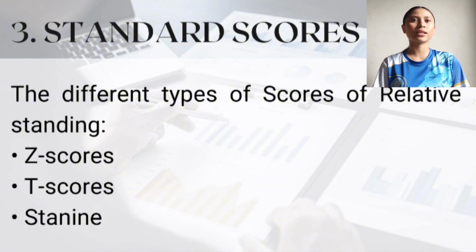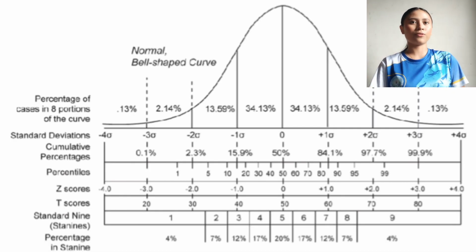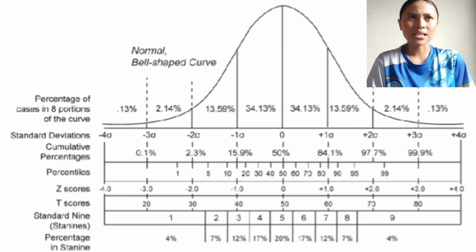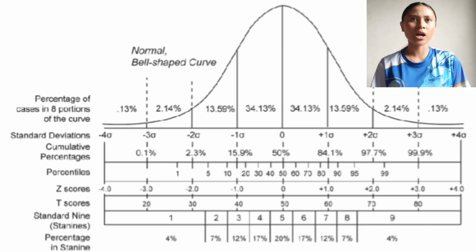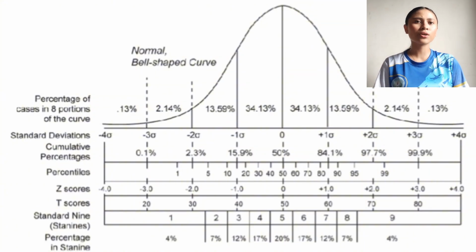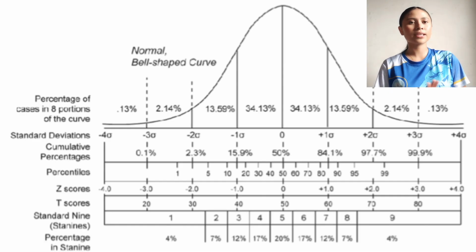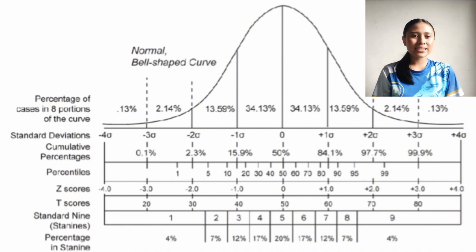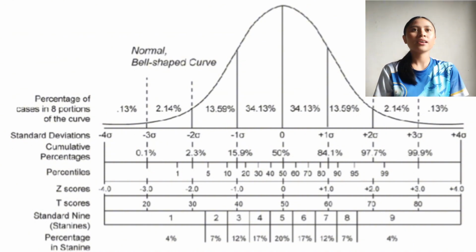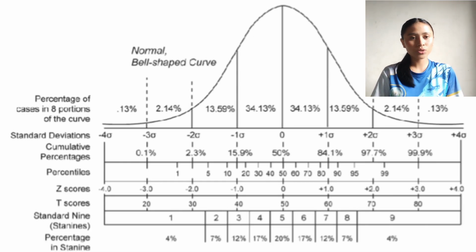But before we proceed to the next slide, we have an example of a normal curve. As you can see, this is a normal distribution of standard deviations. Here we have our mean, which is the 0 in the middle. On the right side, we can see the positive values, and on the left side, we can see the negative values. Next, we can see the cumulative percentages, the percentiles, the z-scores, t-scores, and the standard nine, also known as stanines, and then lastly, percentage in stanine.